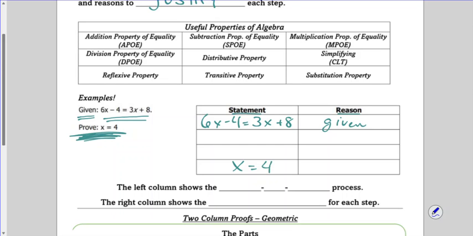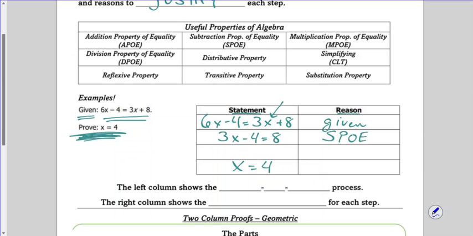There's obviously a bunch of different ways we can do this. I'm imagining we take out this 3x first. We're going to subtract that from both sides. So our first step is subtraction property of equality. We're justifying it with that property we know to be true. And we can take it away from both sides, giving us 3x minus 4 equals 8.